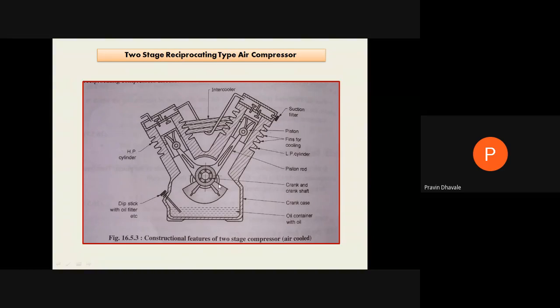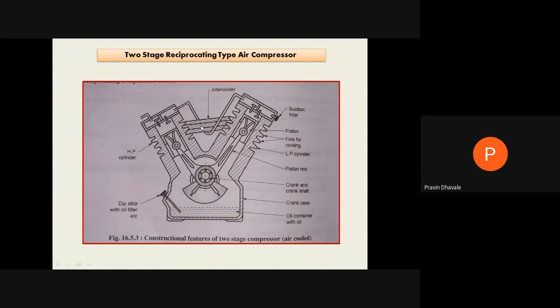Where in one cylinder, the low pressure cylinder, the atmospheric air is sucked in and its pressure is increased up to a certain limit. That pressurized air acts as the input air for the high pressure cylinder. When that air gets compressed, the pressure of the air coming out from the high pressure cylinder is very high, greater than the pressure of the air coming out from the low pressure cylinder. But between the two cylinders, there will be one element. It is called the intercooler.